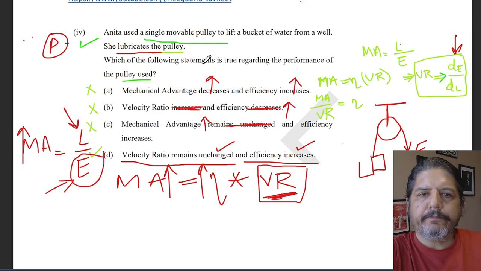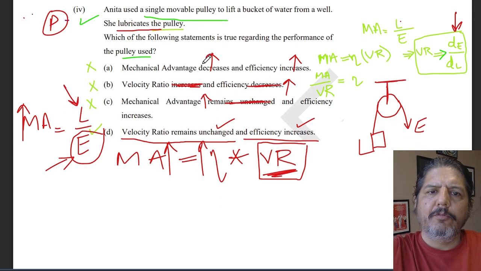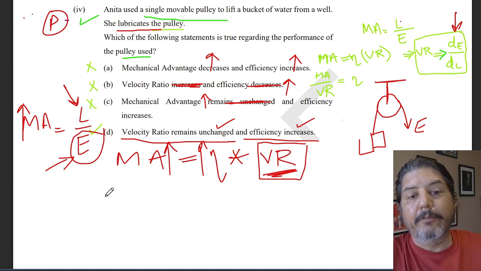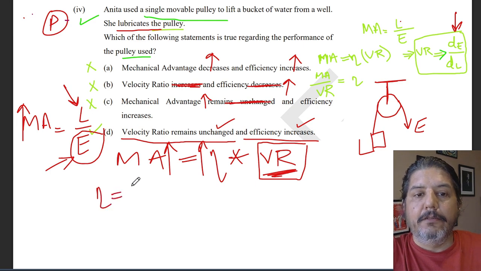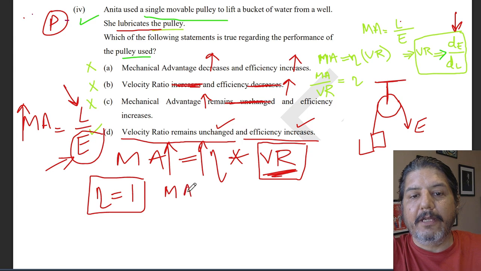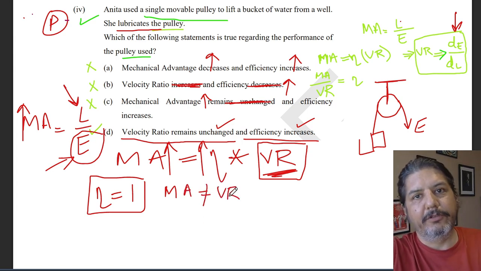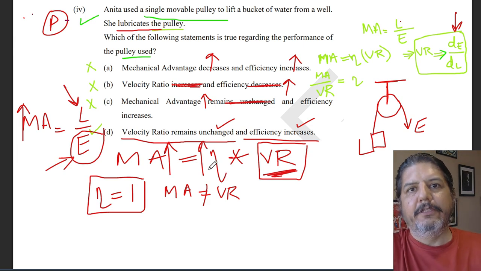We need to keep this in mind. I have discussed this in detail in one of my videos also. I'll put the link also here. See, what you need to remember is that it is only when we are dealing with ideal machines where the efficiency is 1 that the mechanical advantage is equal to velocity ratio. Otherwise, it is not equal to velocity ratio once the efficiency starts changing.